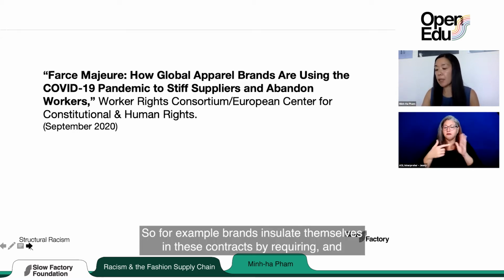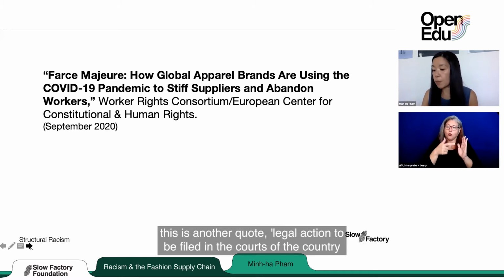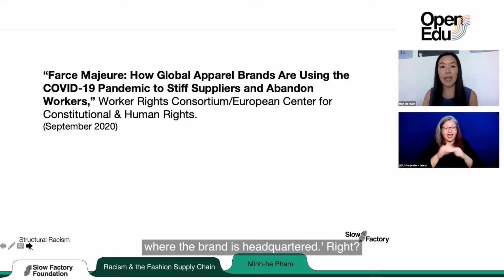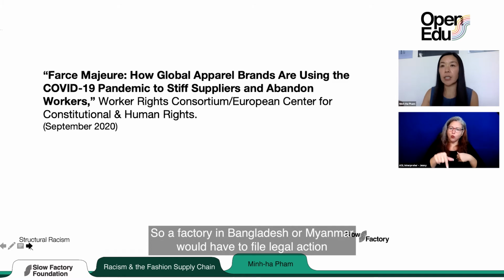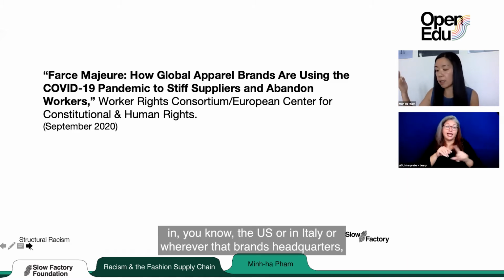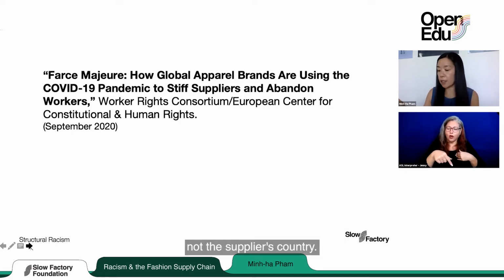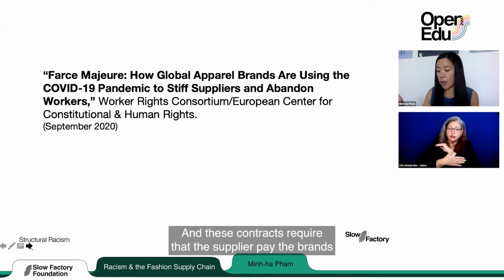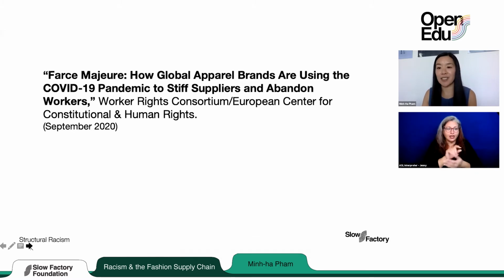So for example, brands insulate themselves in these contracts by requiring, and this is another quote, legal action to be filed in the courts of the country where the brand is headquartered, right? So a factory in Bangladesh or Myanmar would have to file legal action in the US or in Italy or wherever that brand is headquartered, not the supplier's country. And these contracts require that the supplier pay the brand's attorney's fees if it loses.